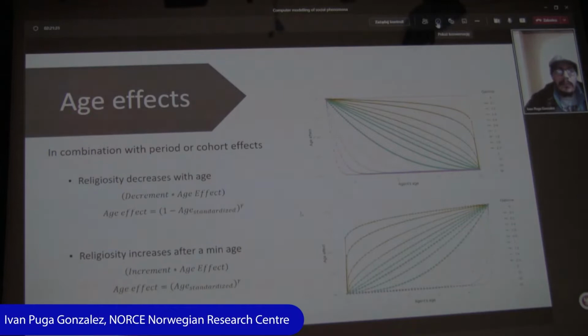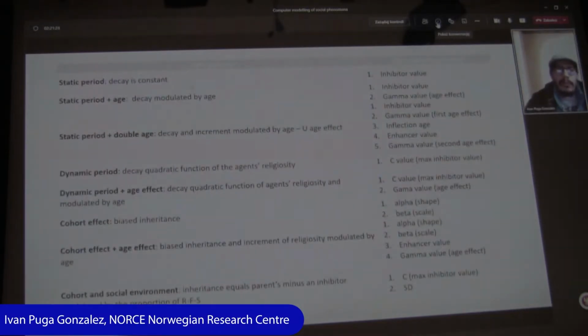All right, so after all this, we came up with a table in which we have all the different age, period and cohort processes that we implemented in the microsimulations. Some of them are just by themselves, some of them have age effects or even double age effects in them. And each of these processes, as you can see, has a parameter that we can optimize to mimic the religiosity decay that we see in the empirical data.